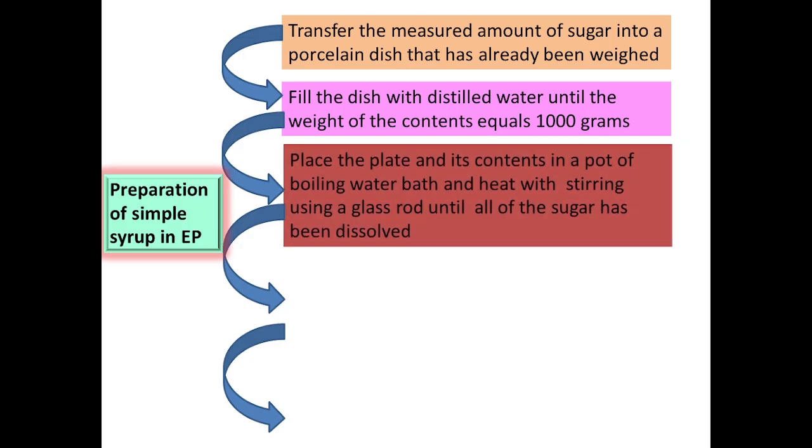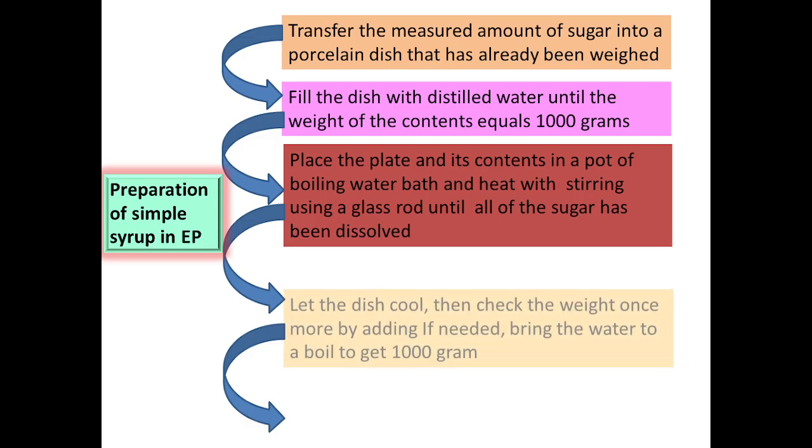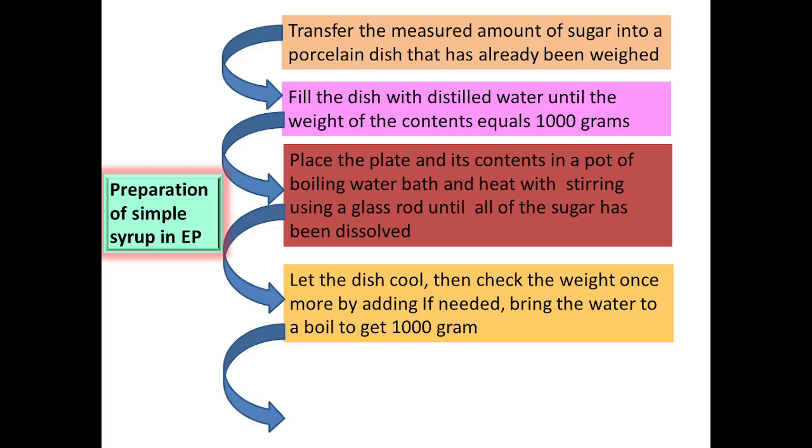Place the dish and its content in a pot of boiling water bath. Heat with stirring using a glass rod until all the sugar has been dissolved. So place that porcelain dish over a boiling water bath and, with continuous stirring, dissolve the complete sucrose into the distilled water. Let the dish cool, then check the weight once more, adding boiling water if needed to get 1000 gram.